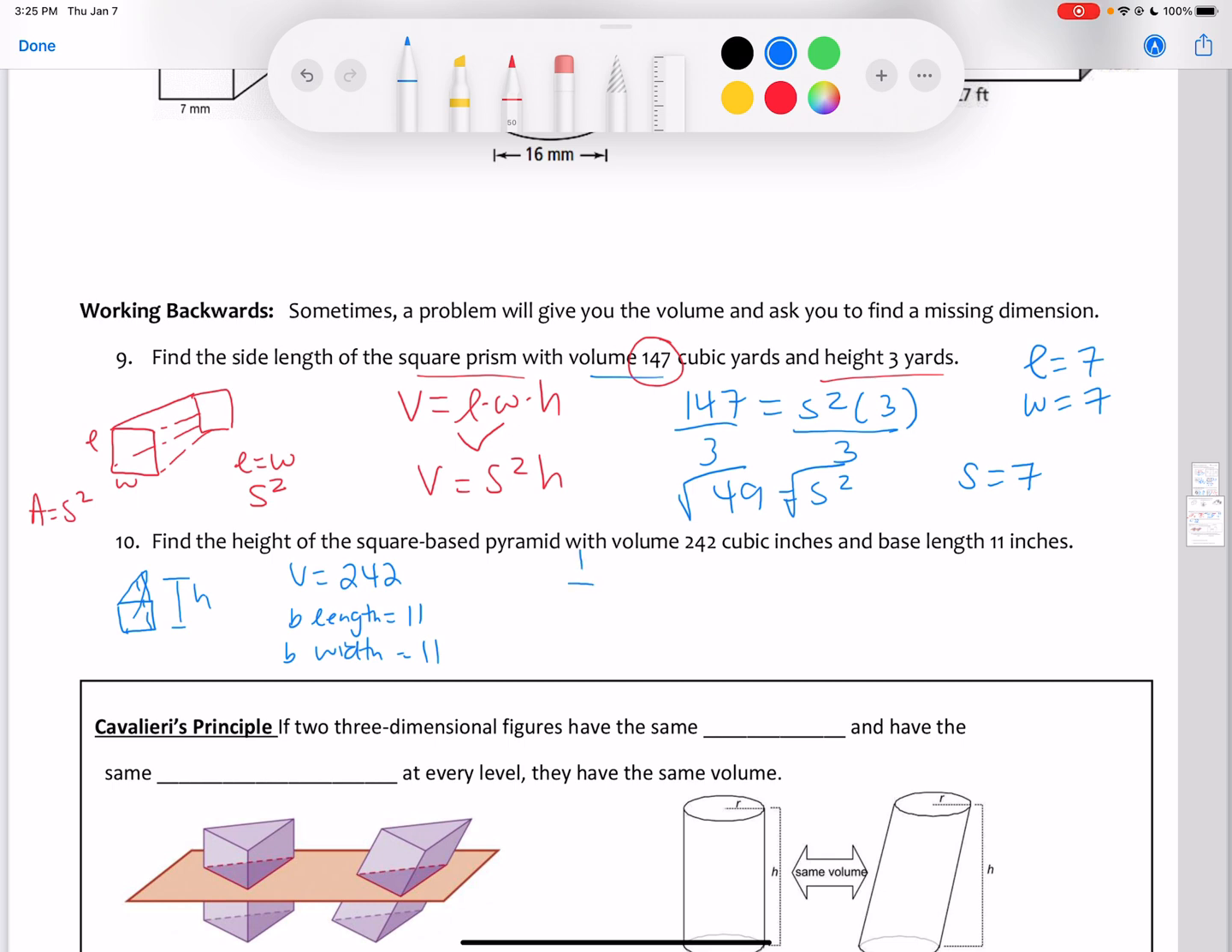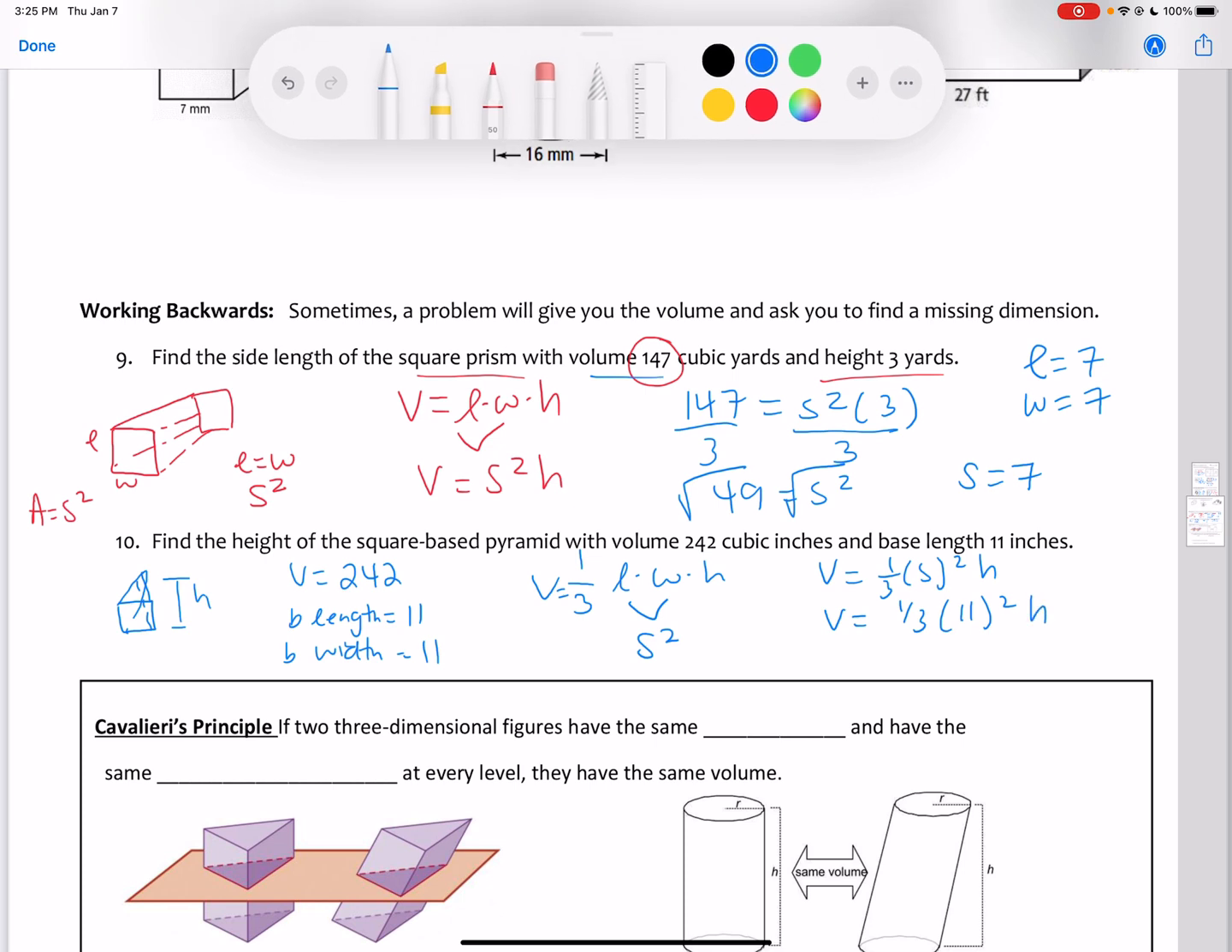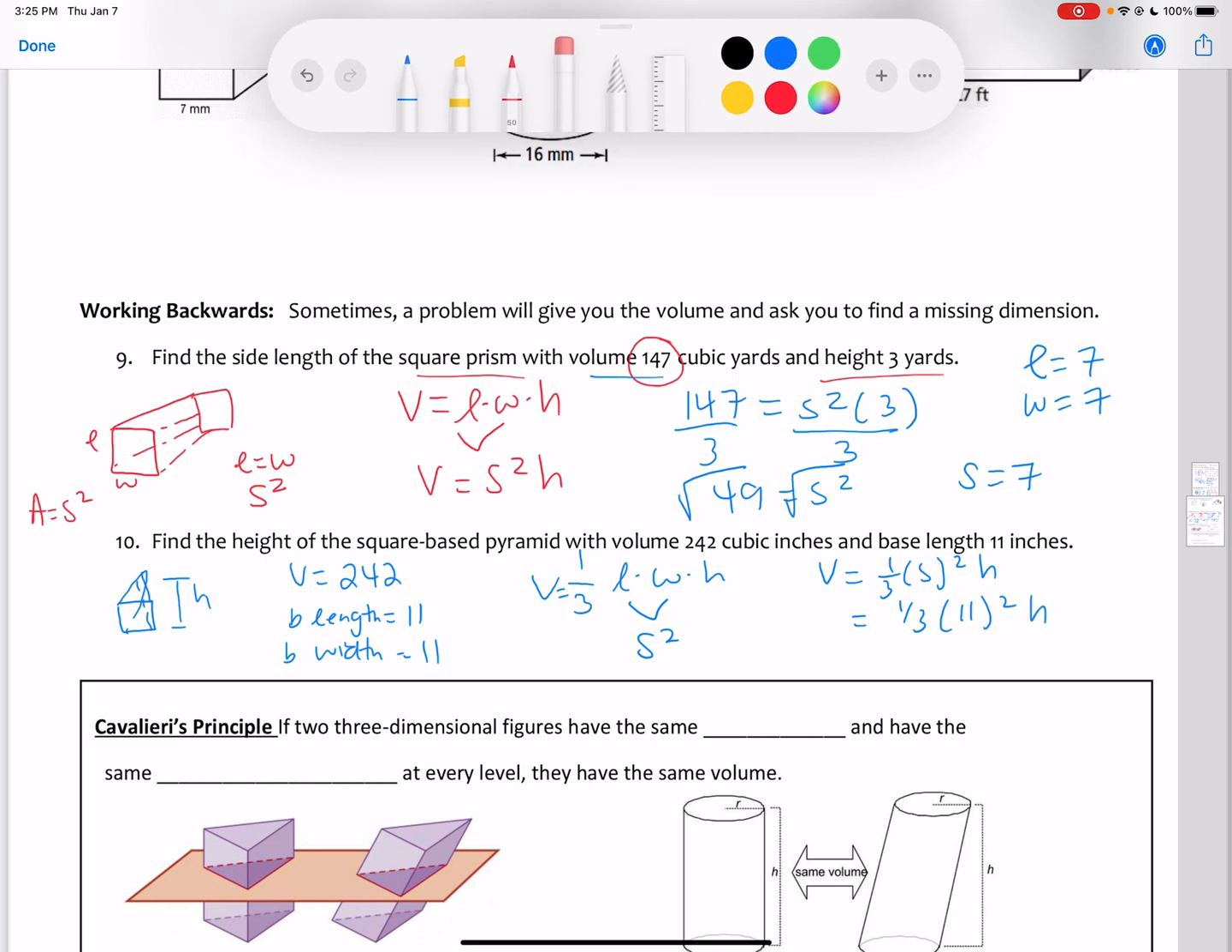We have 1/3 length times width times height. 1/3 because it's a third of a square prism. The length and the width, again, are going to be side squared because the base is a square. So volume equals 1/3 side squared times h. Now this time, I can have volume equals 1/3 times 11 squared times h, and I actually can substitute the volume in for the V, so 242.